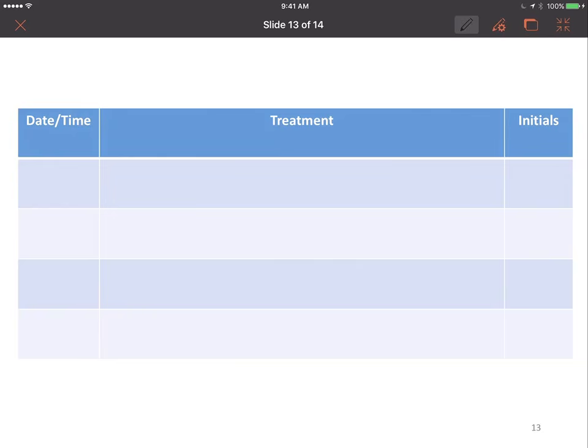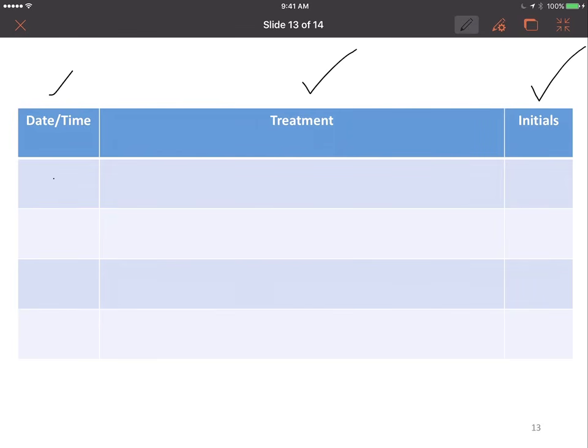All right, let's use this example here. This is a very simplified medical treatment chart. Over on the left column here, you have the date and time the medication was given. In the middle is the treatment itself, and over on the right are the initials of the person who gave the medication. So on the left over here, you're going to be writing the date that the medication was given and the particular time that it was given. In the middle here, you're going to write the treatment itself.